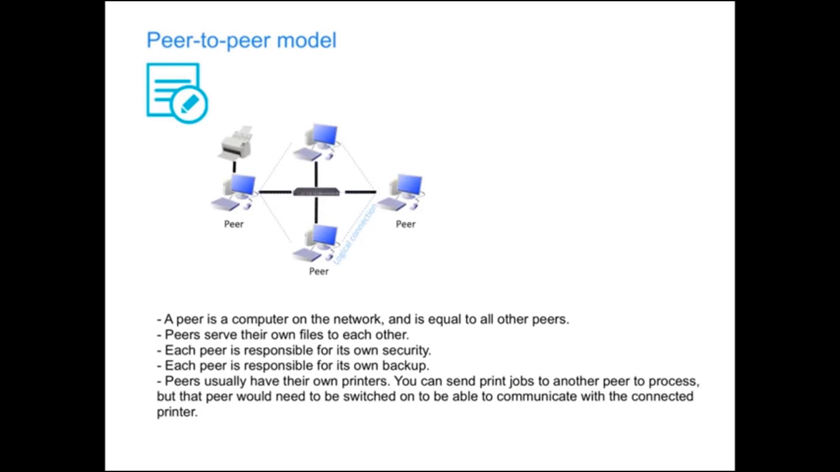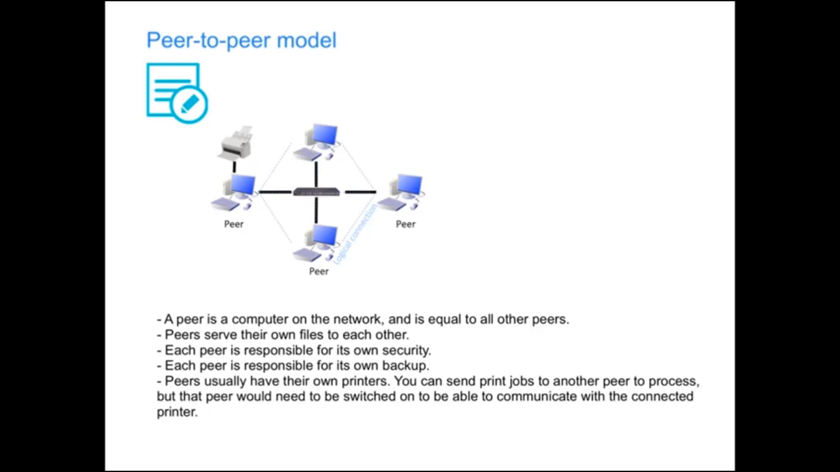A peer-to-peer model is an alternative to the client-server model on a network. Here you don't have any server, and quite often this is what happens in a home computer situation where you have many devices that can share and connect to each other, but you don't have a central server that's managing that. A peer is a computer on the network, and it's equal to all other peers.